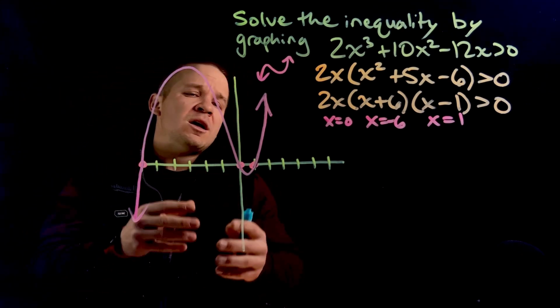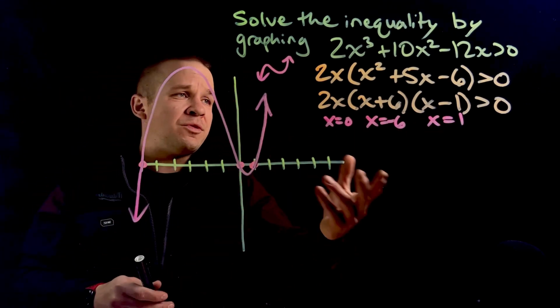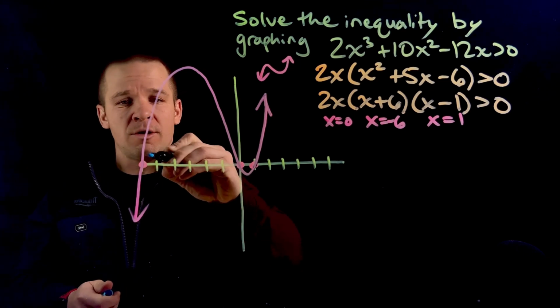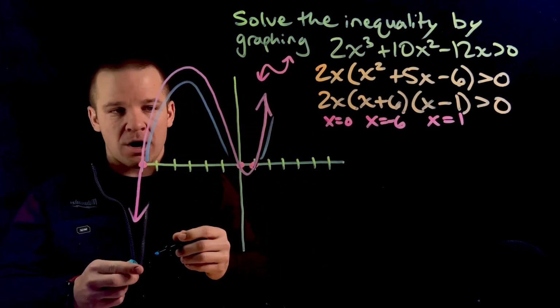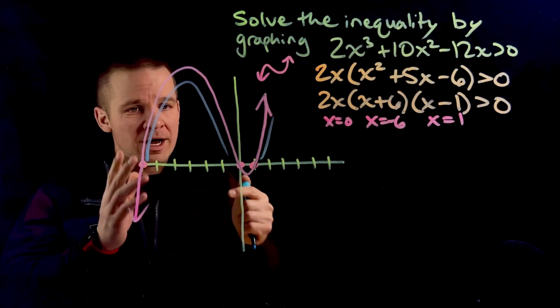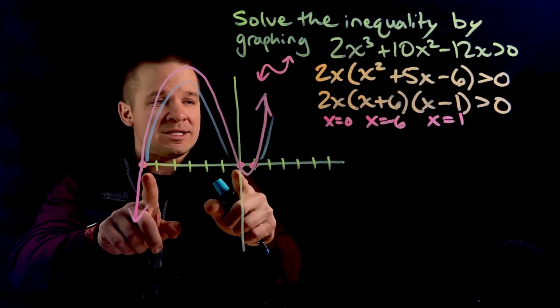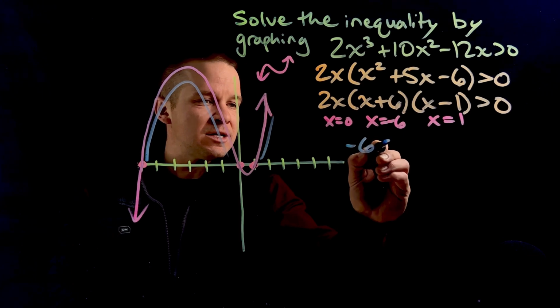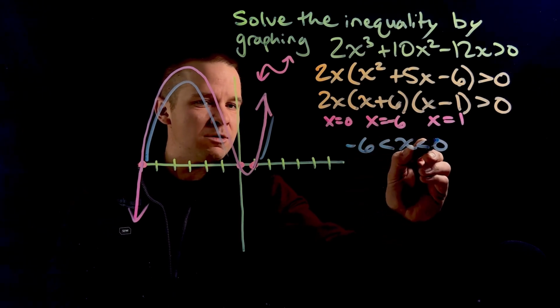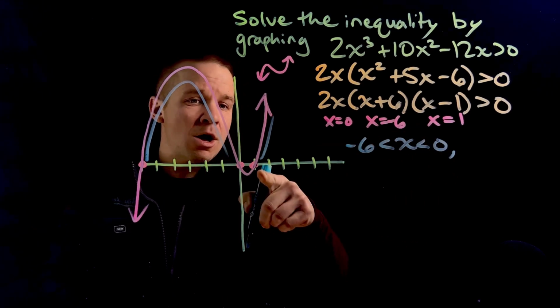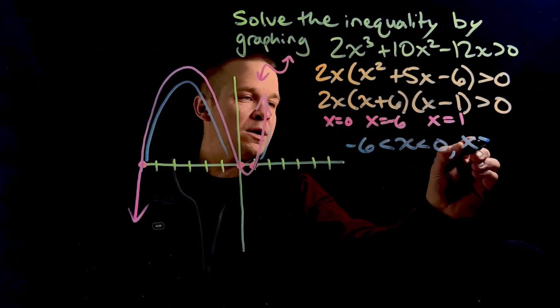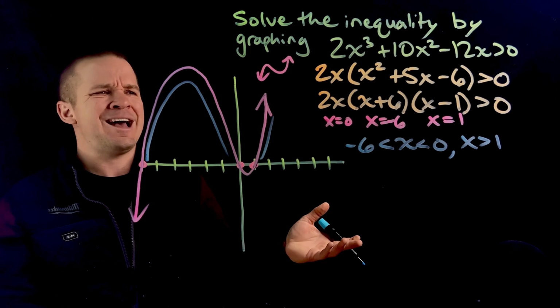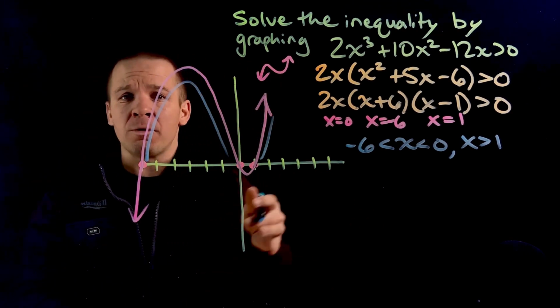All right. So now I can answer, when is it greater than 0? Well, it's greater than 0 in this particular spot right here, as well as that part of the graph too. So for greater than 0, I'm going to be between negative 6 and 0. So negative 6 less than x less than 0. And then again at positive 1 to infinity. Or I could just say x is greater than positive 1. That's one way of writing it.